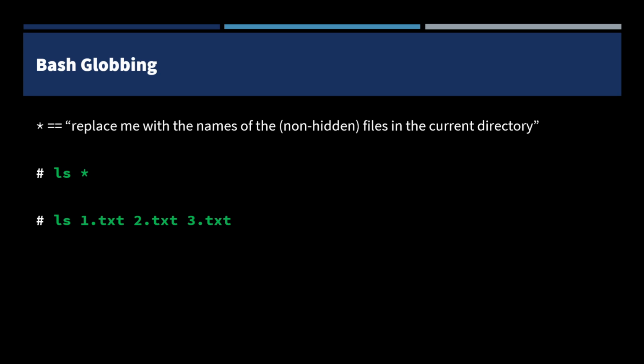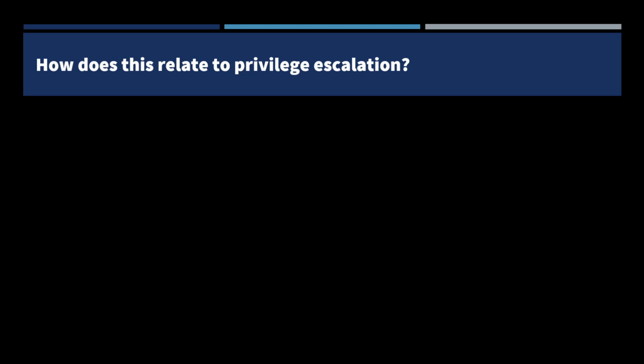You can create some rather complex regex-looking patterns like this one. This one will match only 1.txt and 2.txt and leave off 3.txt. And you can probably see why. If you've ever played around with regex, it's kind of obvious. So you're probably wondering, how does this relate to privilege escalation? But to fully answer that, you have to understand 2 more things.